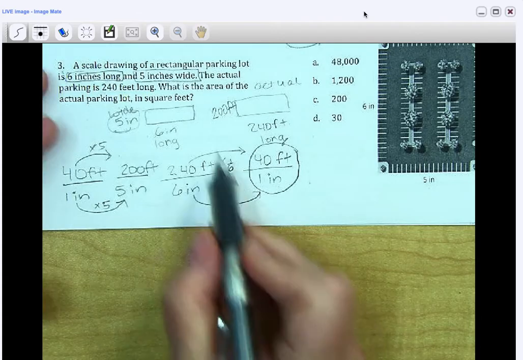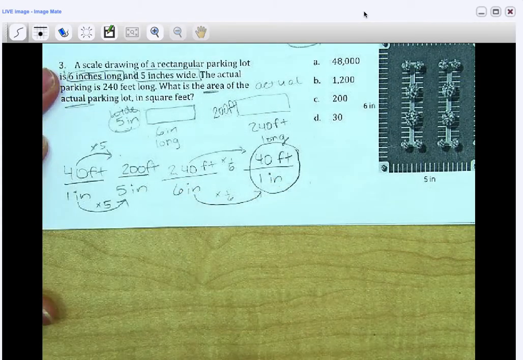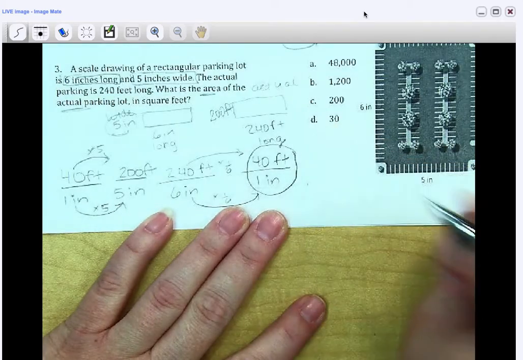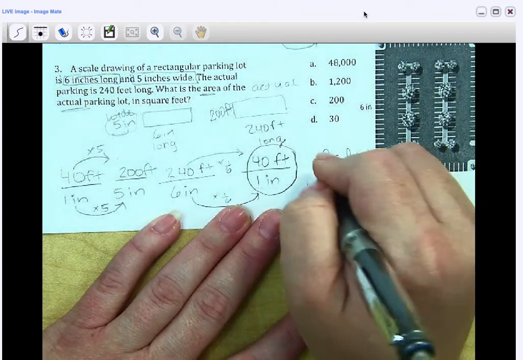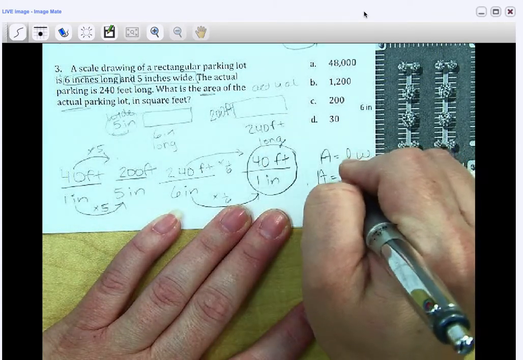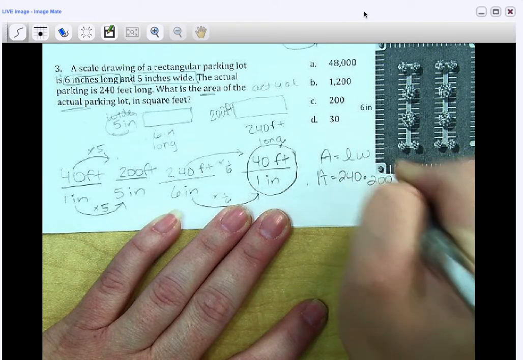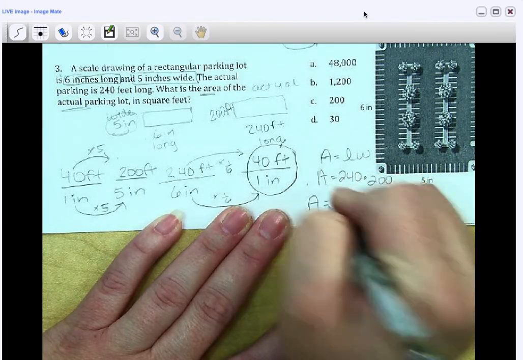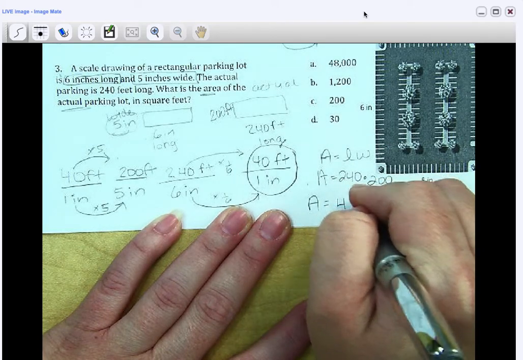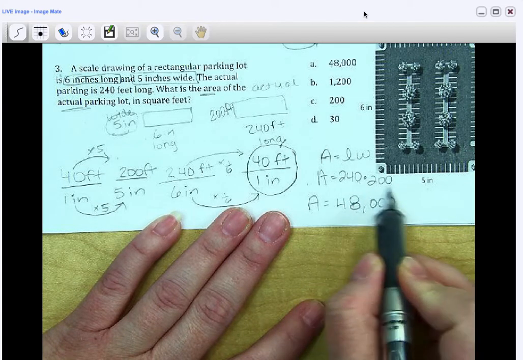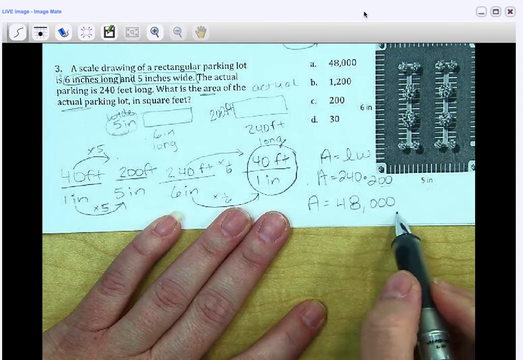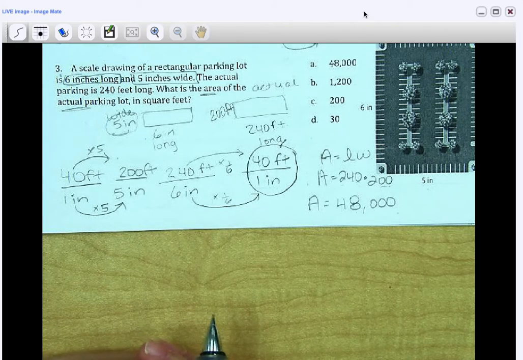Now it's asking you about the area of the actual parking lot in square feet. So we want to remember that area is equal to length times width. So we're going to take the area as equal to the length of 240 times the width of 200. And then you can see that the area is going to be 48,000. 24 times 2 is 48, and you have 1, 2, 3 zeros. So 48,000. Hopefully that clears up this problem a little bit more than what we did today in class.